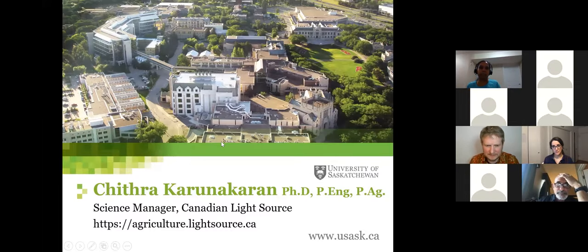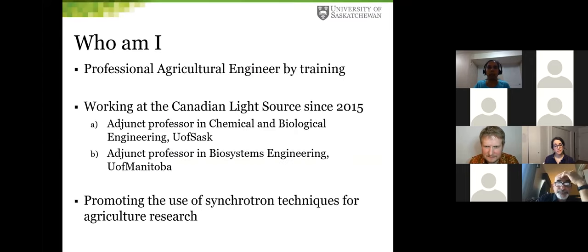So my name is Chithra Karunakaran. I am a science manager at the Canadian Light Source. Who am I? I am an agricultural engineer by training, graduated from the University of Manitoba in 2003 with a PhD, and have been working at the Canadian Light Source since 2015. So I'm not a real faculty. I am a scientist at the Canadian Light Source, but I have adjunct faculty positions at the University of Saskatchewan and the University of Manitoba.